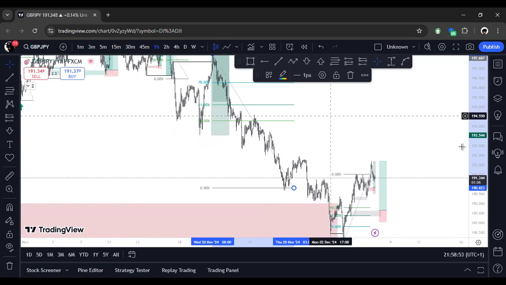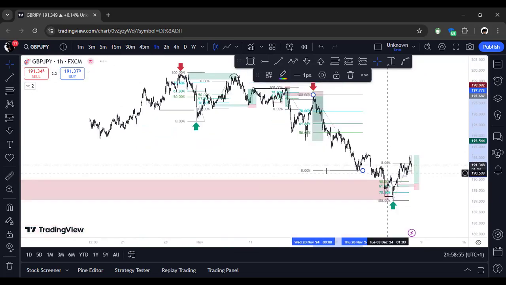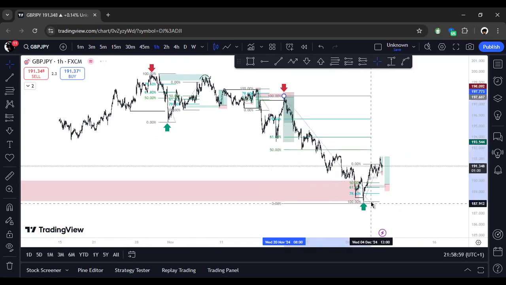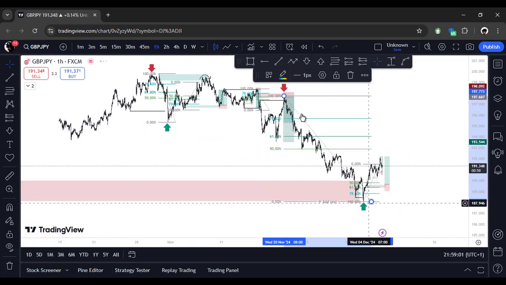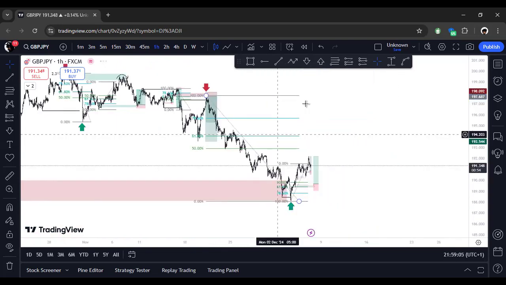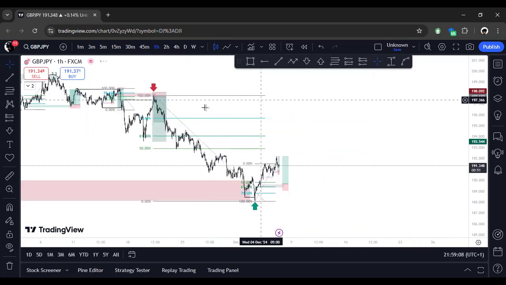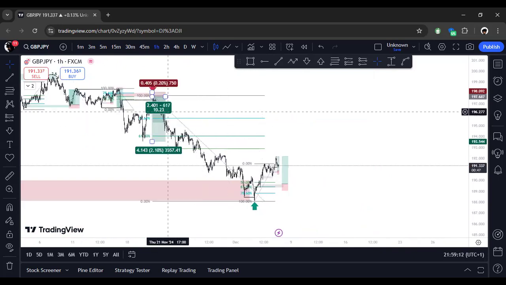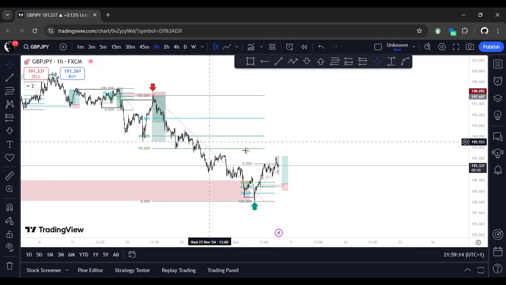So what are we going to say? This low down here will serve as our range low. Range high, range low. Now what is here? What's opening now? What's here now?